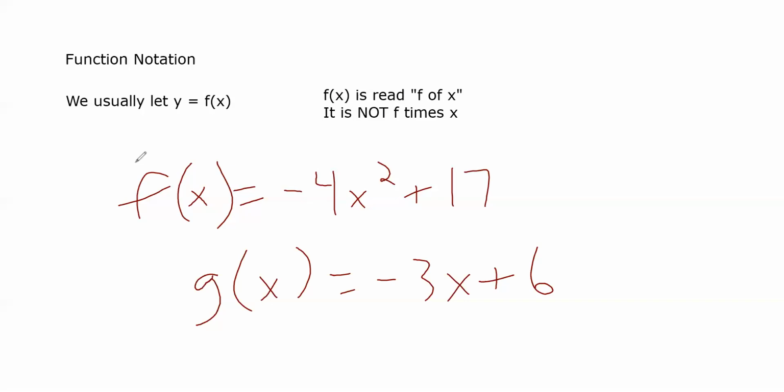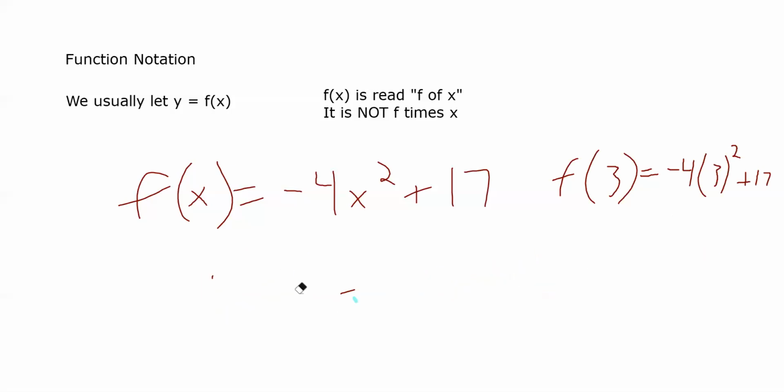Here's the real reason we write f of x. It's because I want to have a quick system of saying something like this, f of 3. What that means is plug a 3 in for x. And so, in this case, it would just be -4 times 3 squared plus 17. I want to have a quick system of being able to plug in x values and get y values out of that.